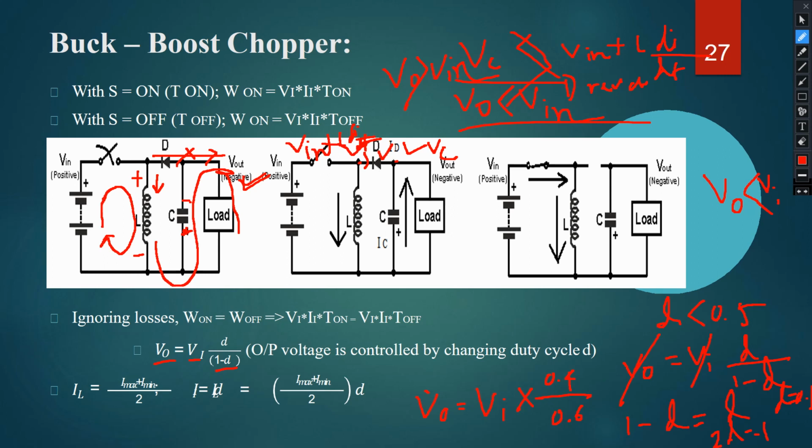So if it is greater than 0.5, what will happen? Now let us take the value of d as 0.6. So it will be 0.6 by, what will be the denominator? 0.4, 1 minus d. So what will be this value? It is greater than 1. So that means V output is greater than V input. So if you take any value above 0.5, you will see that V output is greater than Vi, or it is acting as a boost chopper. So depending on the value of the switching, that means the duty cycle, it can act as a buck boost chopper. It can either act as a buck chopper, it can either act as a boost chopper.